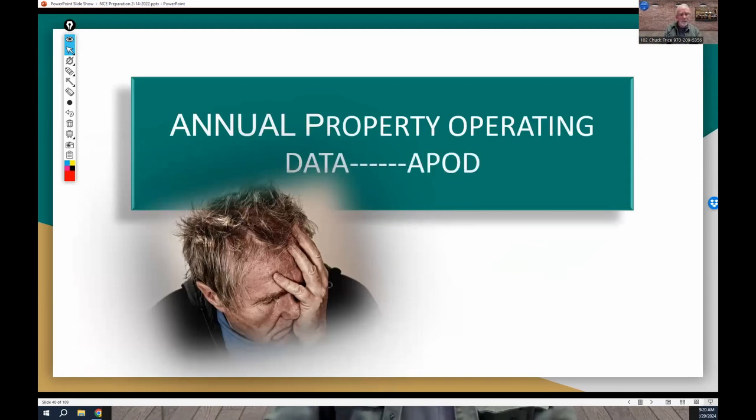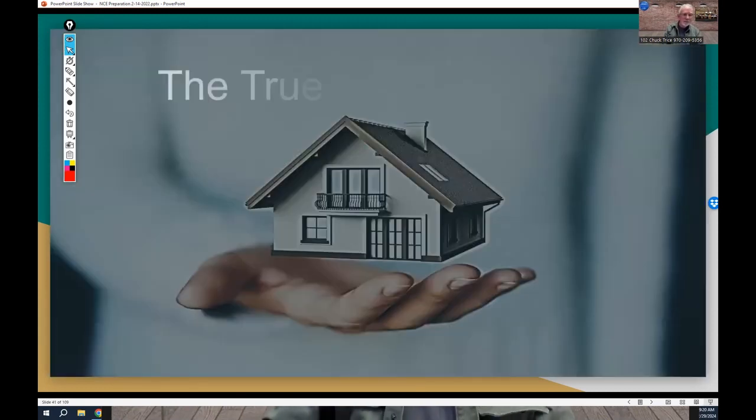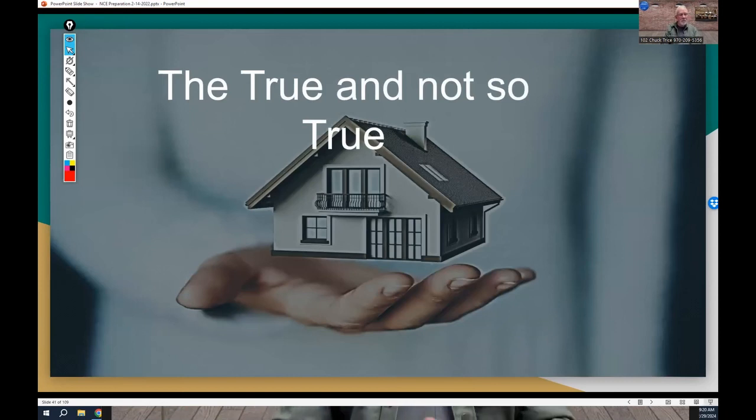Now, this is my favorite. I've been doing the APOD for many, many years. When I first started out, I'd never heard of an HP12C calculator, and a friend of mine taught me that, and he's still around today. And now I use many different kinds.